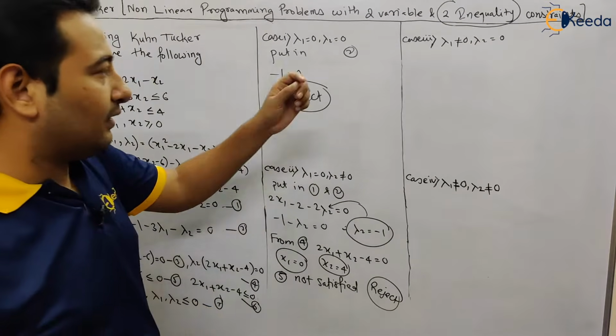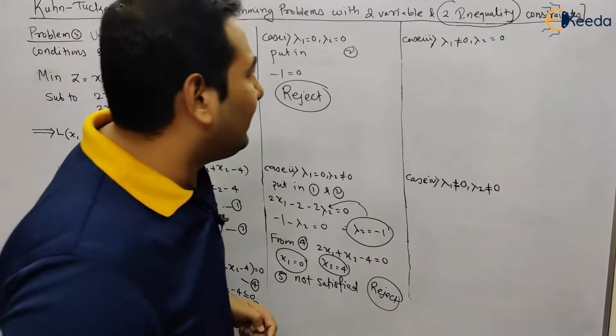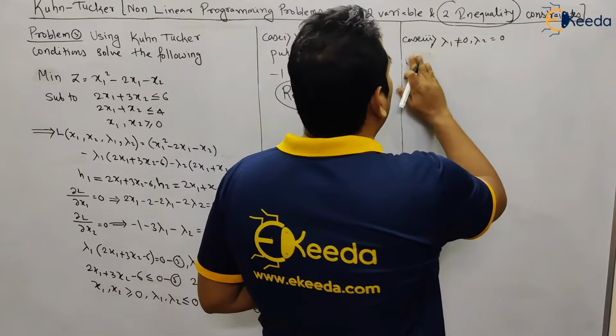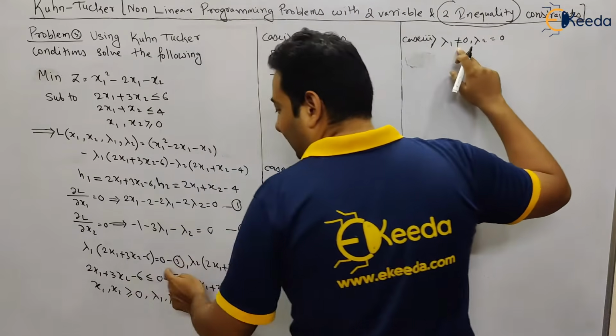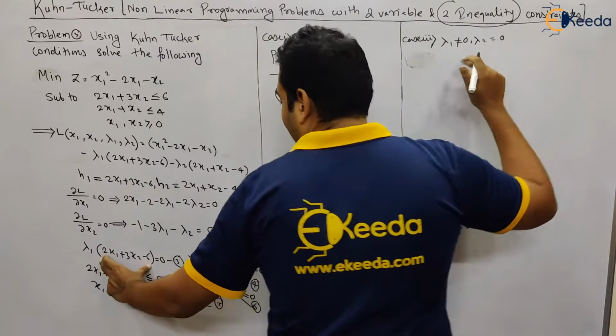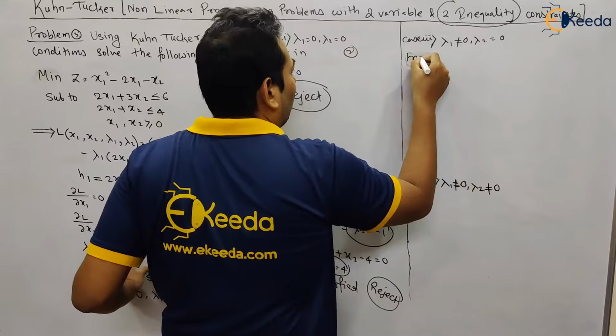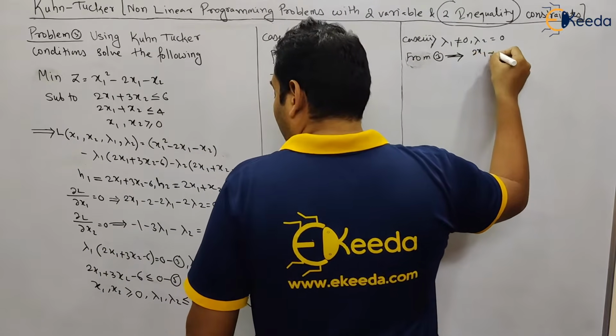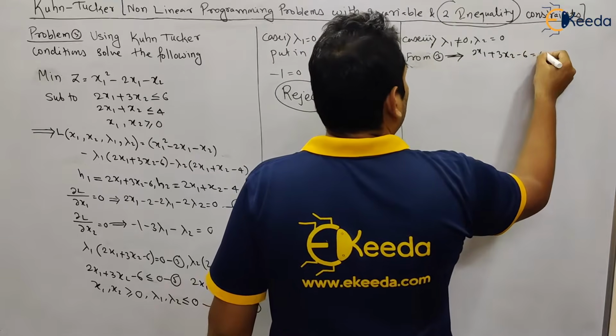This is reject. Let us move on. And case number 3, let us discuss. See, lambda 1 is not equal to 0 from equation number 3. Lambda 1 not 0 means this particular thing is equal to 0: 2x1 plus 3x2 minus 6 equal to 0.